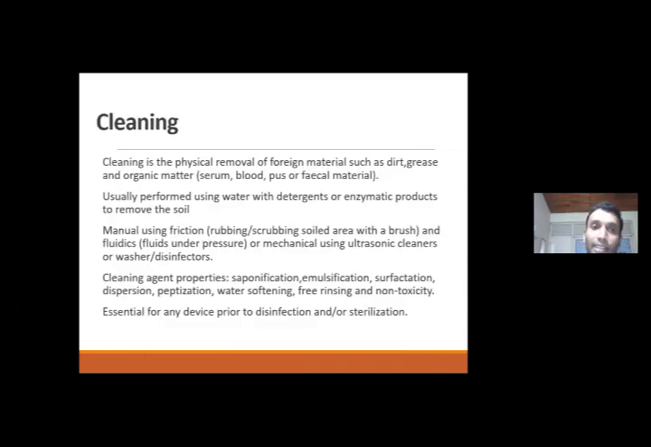Cleaning is the physical removal of foreign material such as dirt, grease, or organic matter. It is usually performed using water with detergent or enzymatic products to remove the soil, either manually using friction and fluidics, or mechanically using ultrasonic cleaners or washer disinfectors. The cleaning agent properties include saponification, emulsification, surfactation, dispersion, precipitation, water softening, pre-rinsing and non-toxicity. Cleaning is essential for any device prior to disinfection or sterilization.